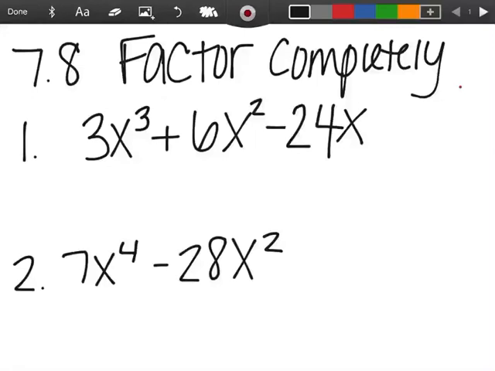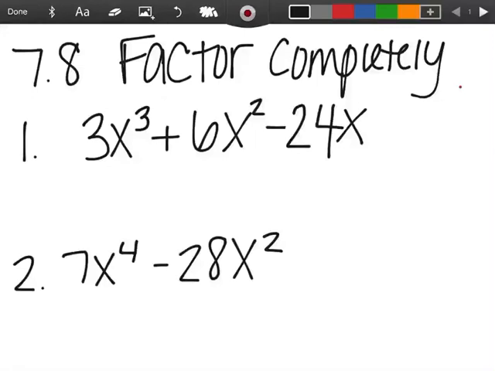The rest of 7.8, so we did 7.8 when we did factoring by grouping, and now we're back to this idea of factoring completely, which means usually there will be more than one strategy that can be used. So on the Google Classroom, I posted a document called Factoring Strategies, and if you want to reference that while you do these notes or while you do your IXLs or your assignments, that might be a good idea.